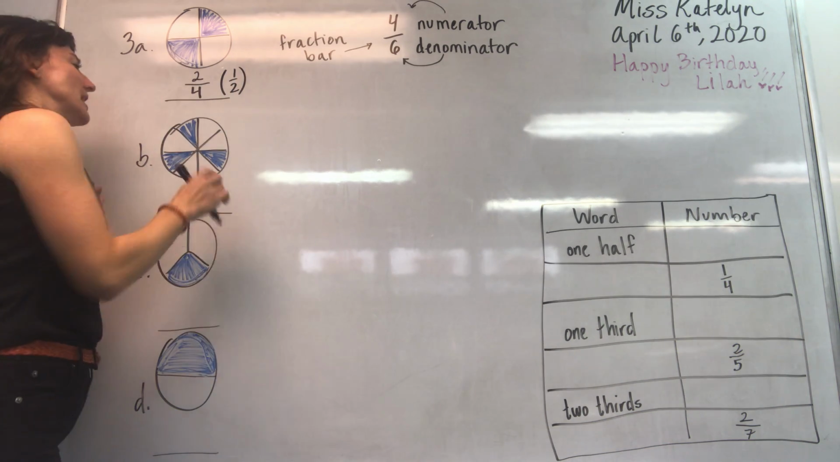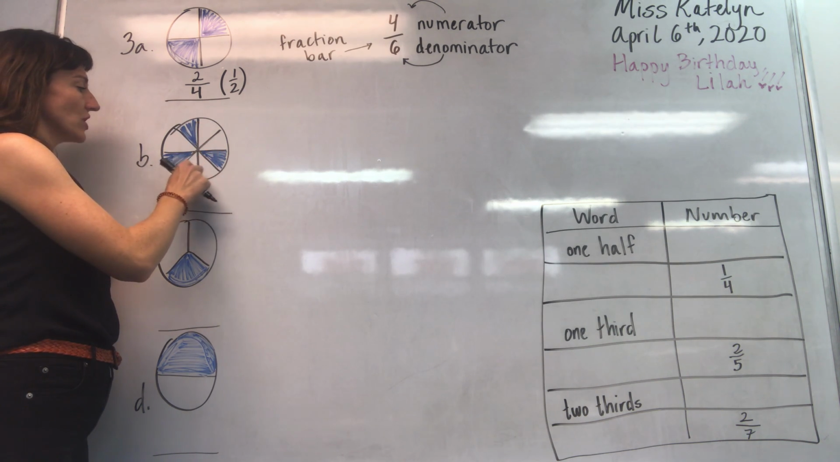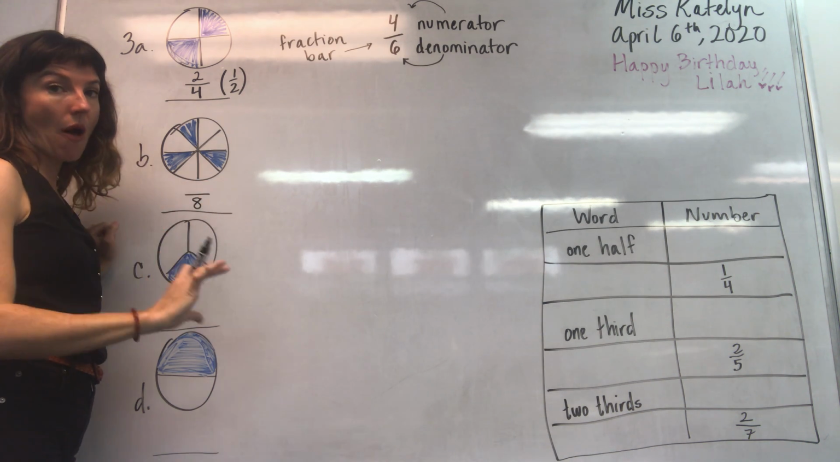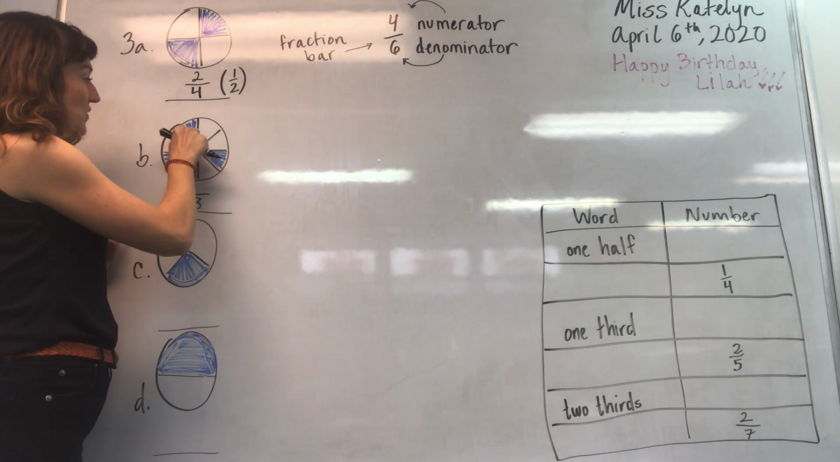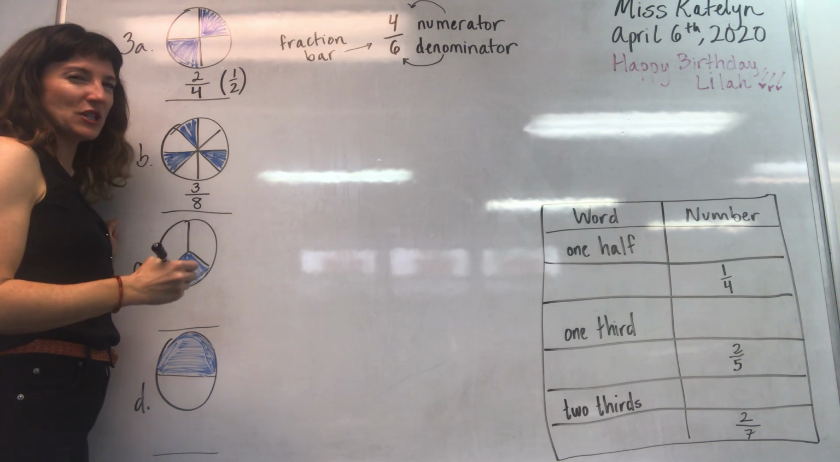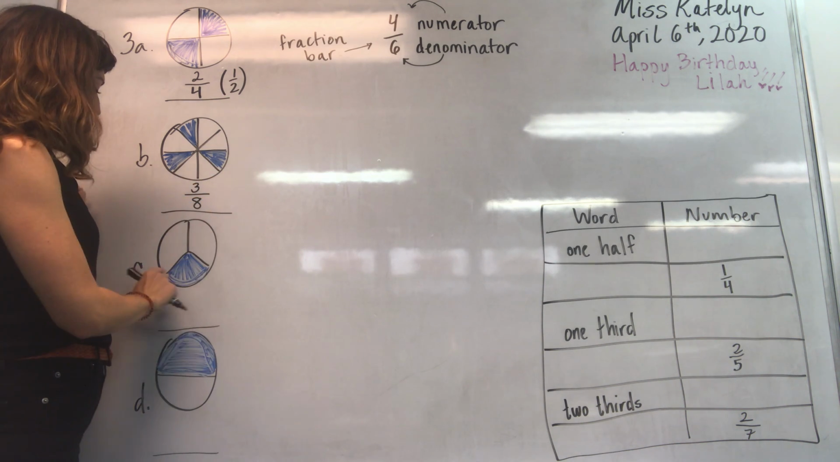Okay, here we go. 3B. We count all the parts first. 1, 2, 3, 4, 5, 6, 7, 8. That is your denominator. It goes on the bottom. And then you count the blue parts. 1, 2, 3. That is your numerator. That goes right on tippy top right there. We have 3/8.